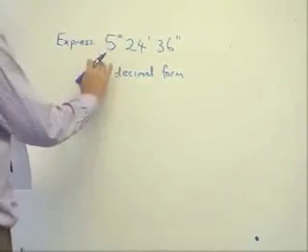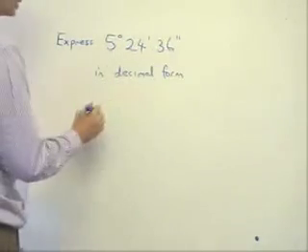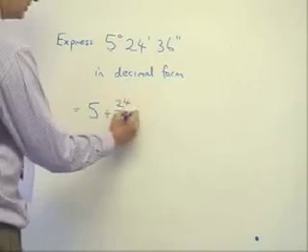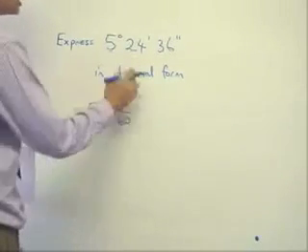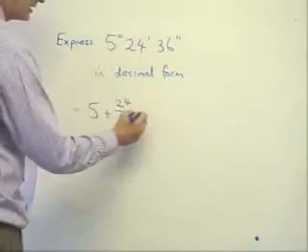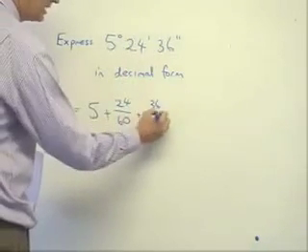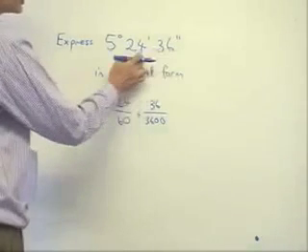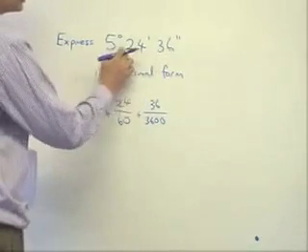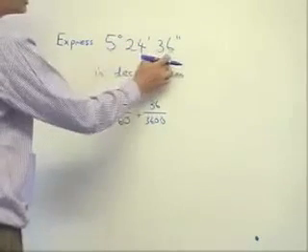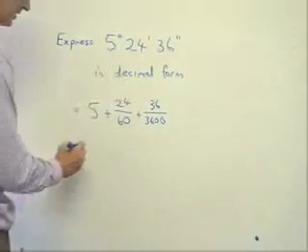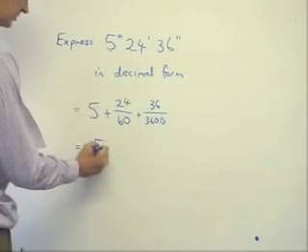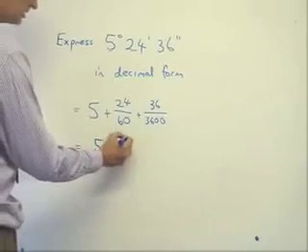So convert 5 degrees, 24 minutes, 36 seconds to decimal. This equals 5 plus 24 over 60. There's 60 minutes in a degree. Plus 36 over 3,600. 60 seconds to a minute, 60 minutes to a degree. So there's 60 times 60 seconds in a degree. Work that out and we get the answer 5.41 degrees.